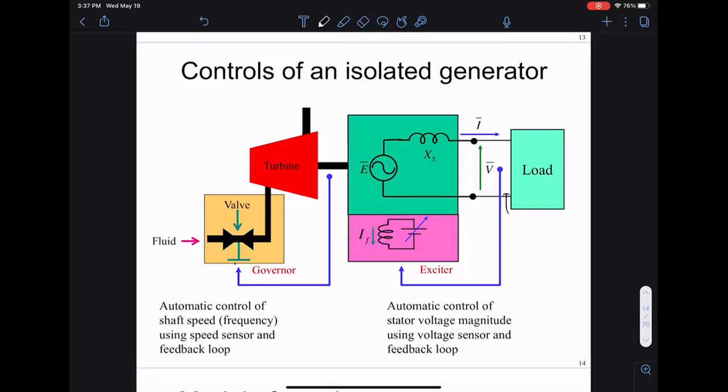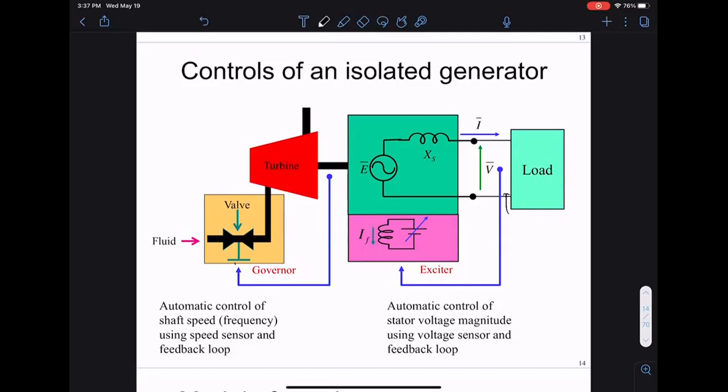And it turns out you can do a lot of things with these control loops. A lot of research is actually not so much about making the generator itself. It's more about what I do with these two control loops.